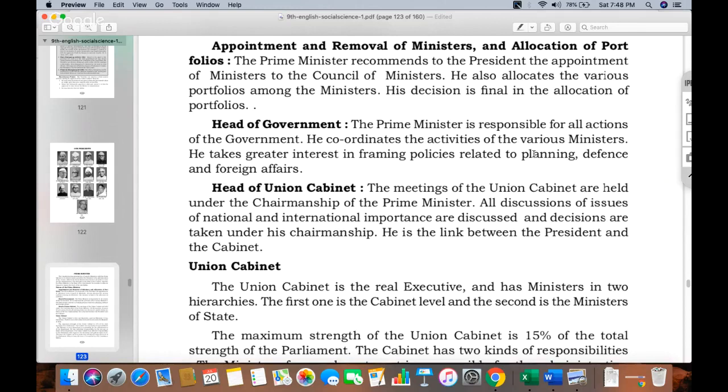In emergency provisions, courts do not lose power. That's wrong. Only the fundamental rights are suspended for some time, till the time emergency is there. Courts do not lose power.